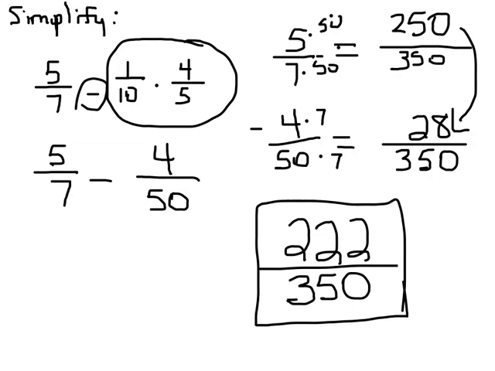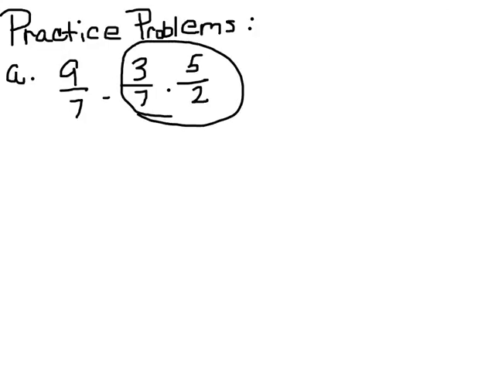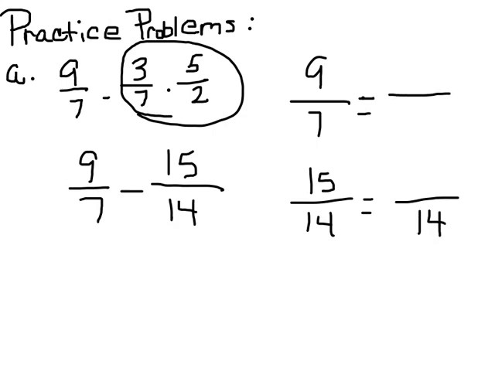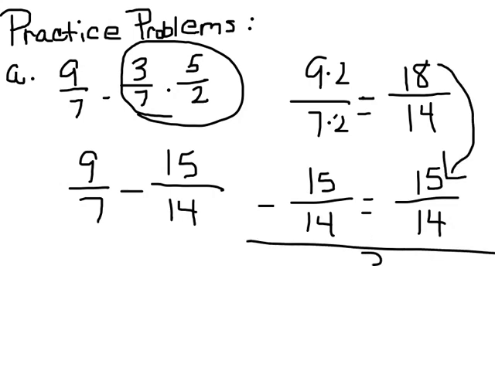Let's go on to our practice problems. Here we've got multiplication that we're going to do first. And 3 times 5 is 15. 7 times 2 is 14. 9/7 minus 15/14. And you know me, I've always got to line them up vertically rather than horizontally. It's just much easier for me. And I know that my least common multiple is 14, so this one's not going to change. This one is going to become 18 over 14 because 7 times 2 is 14 and 9 times 2 is 18. Now I'm subtracting, so I'm going to subtract 18 minus 15 and I get 3/14 as my final answer.